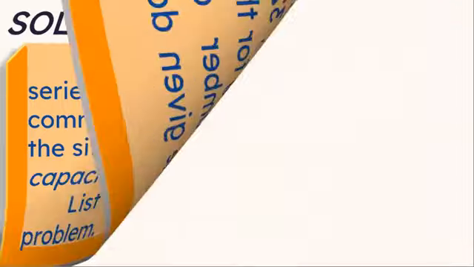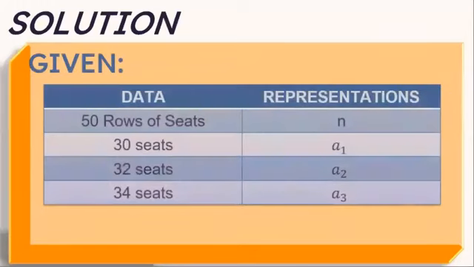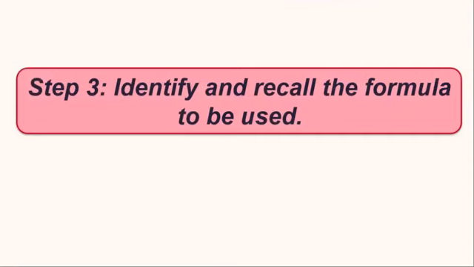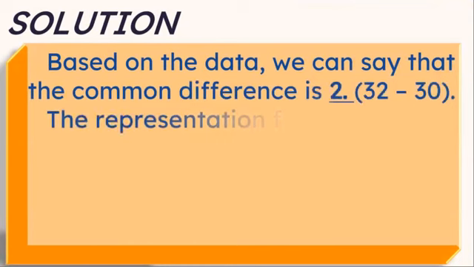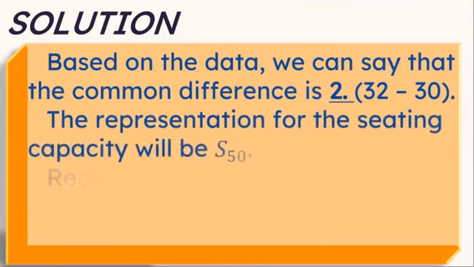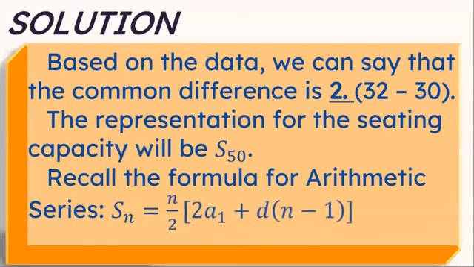Next, for step number 2, we are going to identify the data given and its possible representations. Our given data is 50 rows of seats, which is our number of terms. Then A sub 1, A sub 2, and A sub 3 are also given. For our third step, we identify and recall the formula. Based on the data, the common difference is 2, since we can subtract the first term from the second term. The representation for the seating capacity will be S sub 50, since this is an arithmetic series.